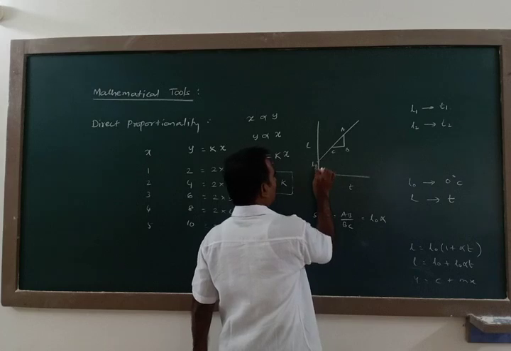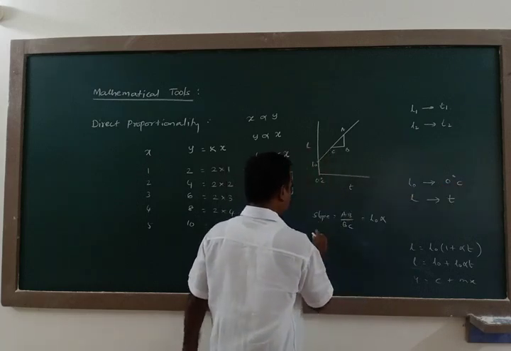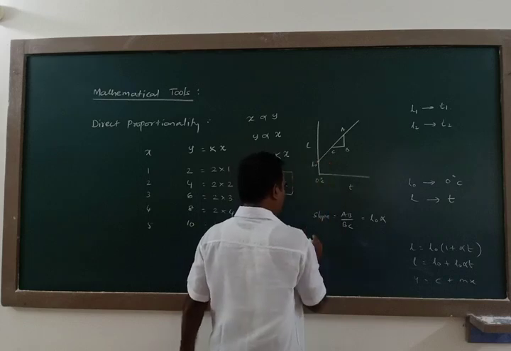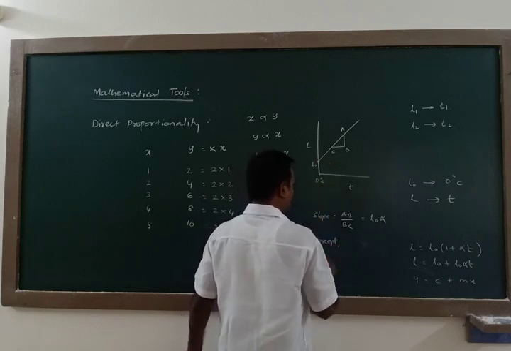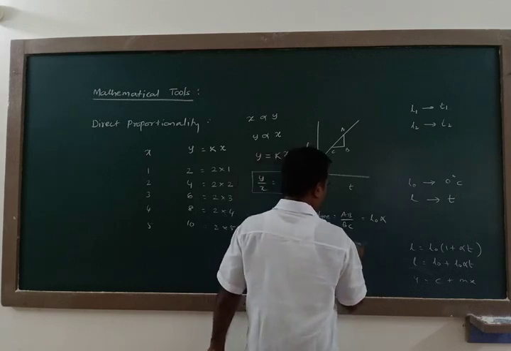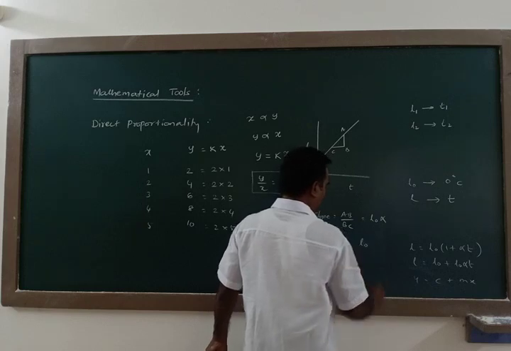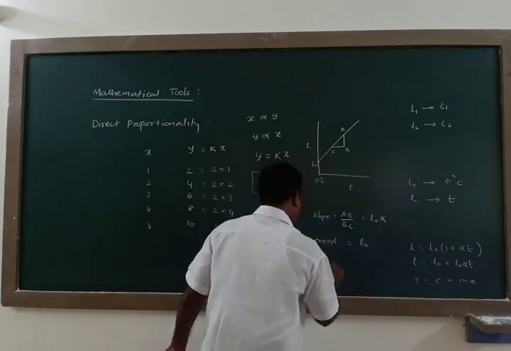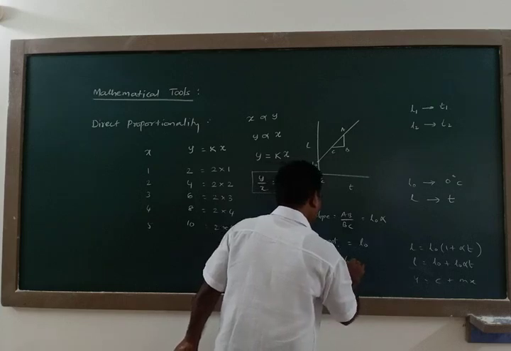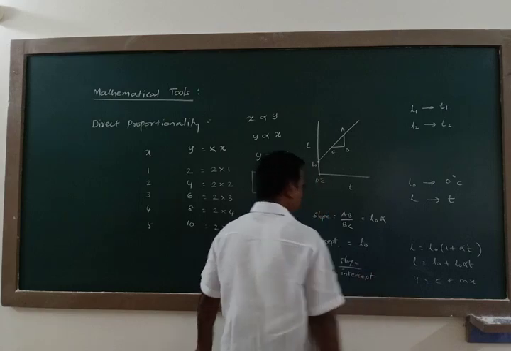L0 means the length of the wire at 0 degrees Celsius. So this value is called the y-intercept. So this intercept is nothing but L0. Then how to find this alpha? Alpha is equal to slope by intercept.